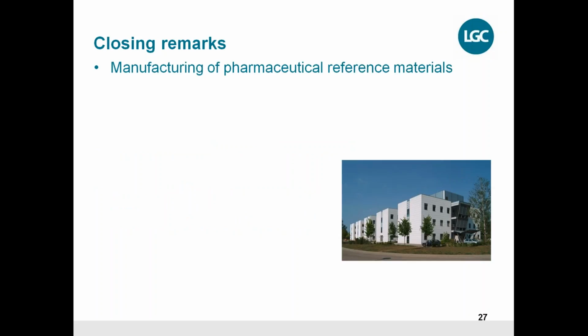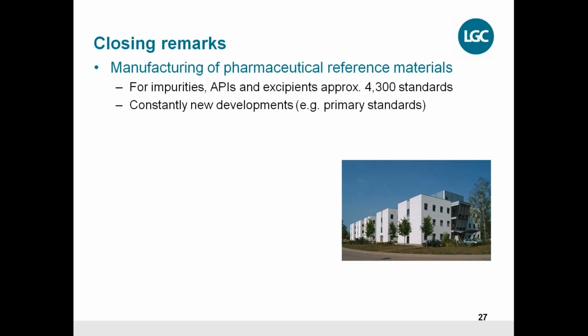We manufacture pharmaceutical reference materials within LGC. That is not the only thing that we manufacture, but for this webinar I would like to point out only that. We produce it at our site in Luckenwalde in Germany, near Berlin. There we manufacture reference standards for impurities, active pharmaceutical ingredients and excipients, and we have approximately 4,300 reference materials in our range. We constantly have new developments, like the primary standards that we launched a few years ago, and that we will set up in a new shape this year as well.